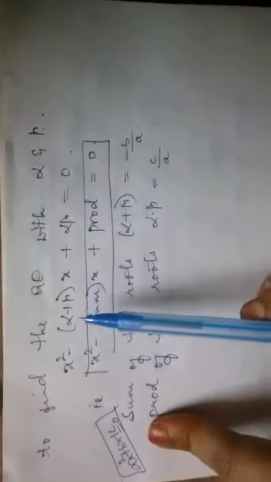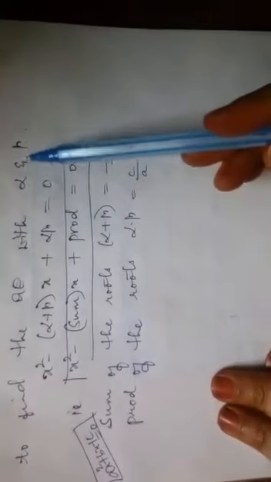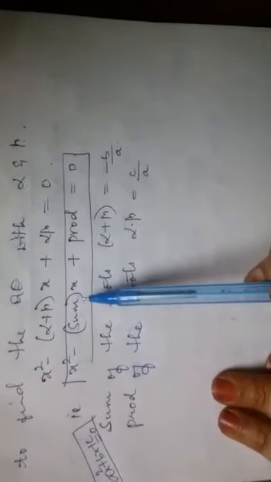Now sometimes he asks you to find the quadratic equation whose roots are alpha and beta. If the roots are given and he asks you to form the quadratic equation, then the quadratic equation is x square minus of alpha plus beta into x plus alpha beta equal to 0. That is x square minus of sum into x plus product equal to 0. If roots are given, you can substitute in this and form the quadratic equation with the given roots.